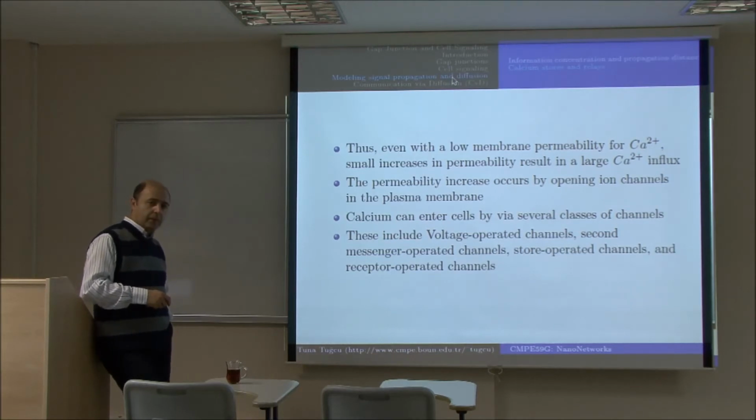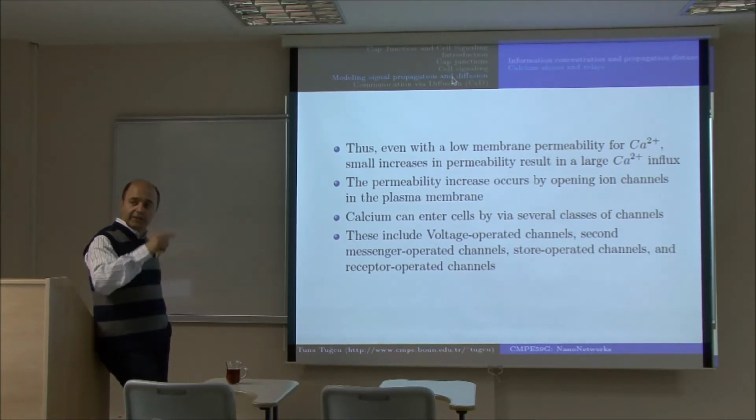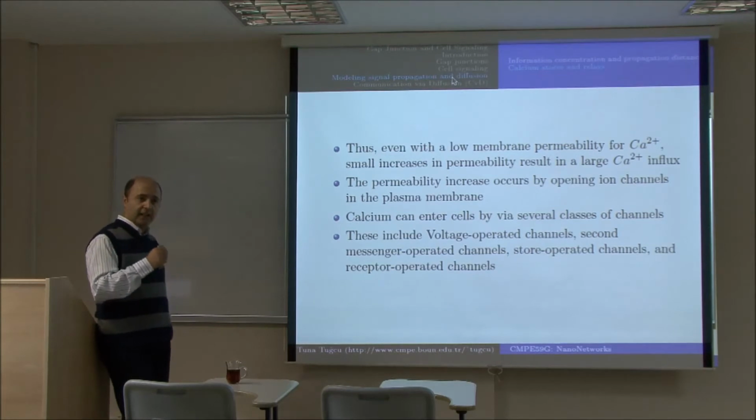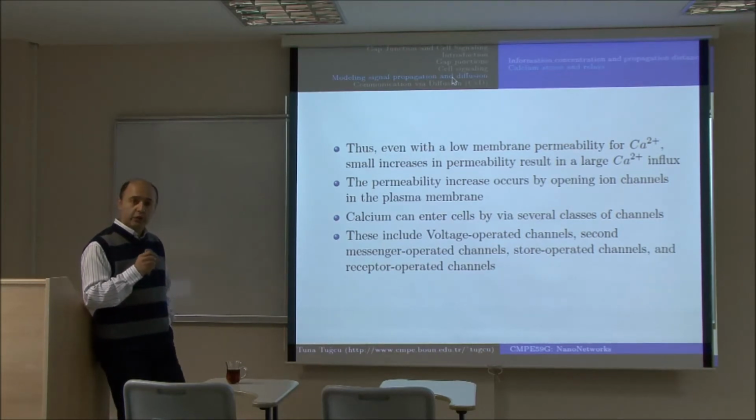These channels come in various different types. One is voltage operated channels. Another one is the secondary messenger operated channel. We'll be talking about these. In the case of voltage operated channels, by changing the voltage on the cell membrane, you open or close the channels. Remember, we had the video about this earlier. With secondary messenger operated channels, the arrival of secondary messenger molecules typically causes these channels to open so that the calcium ions may flow into the cell.